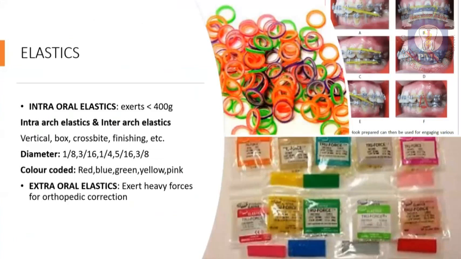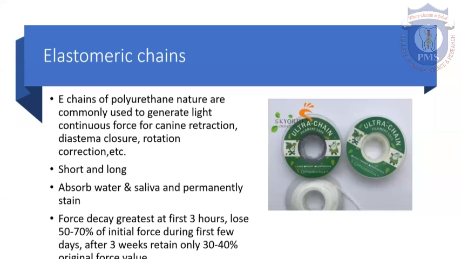Next is elastics. There are intraoral and extraoral elastics. Intraoral elastics, according to diameter, are again classified as 1/8, 3/16, 1/4, 5/16, 3/8, and according to color: red, blue, green, yellow, pink. Then this can be used for various corrections of malocclusion, like box elastics for correction of open bite, crossbite elastics for correction of crossbite, then inter and intra arch elastics. That is class 1, class 2, class 3 elastics.